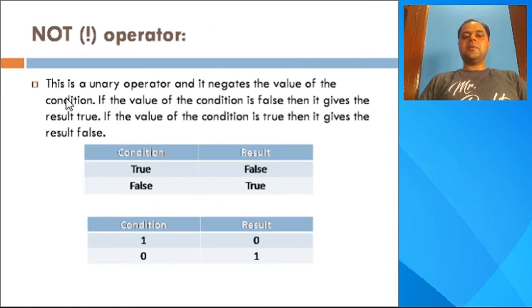Now we will discuss the NOT operator. NOT is a unary operator. Unary operator means it operates on only one operand. It negates the value of the condition. If we have a true value, it becomes false, and if we have a false value, it will convert the false value to true. If the condition is true, the result is false. If the condition is false, the result will be true. 1 becomes 0 and 0 becomes 1.